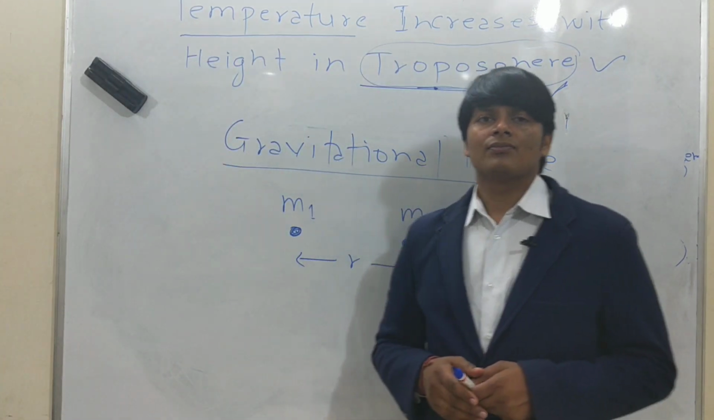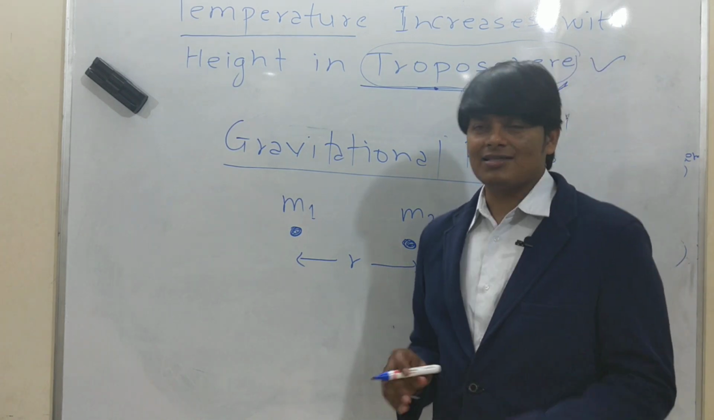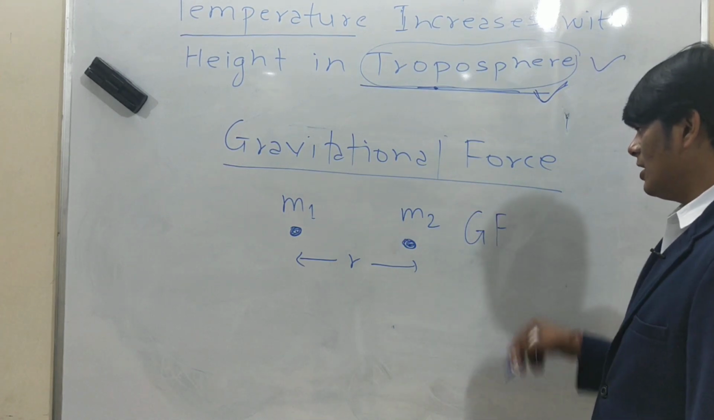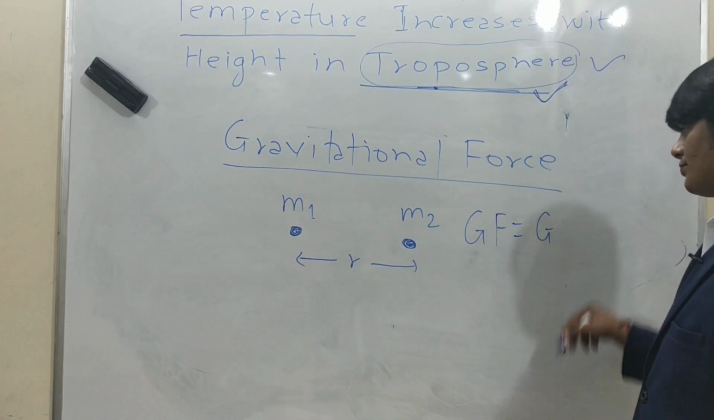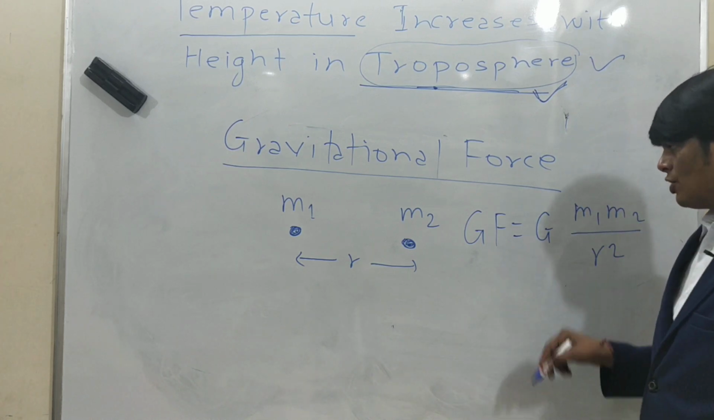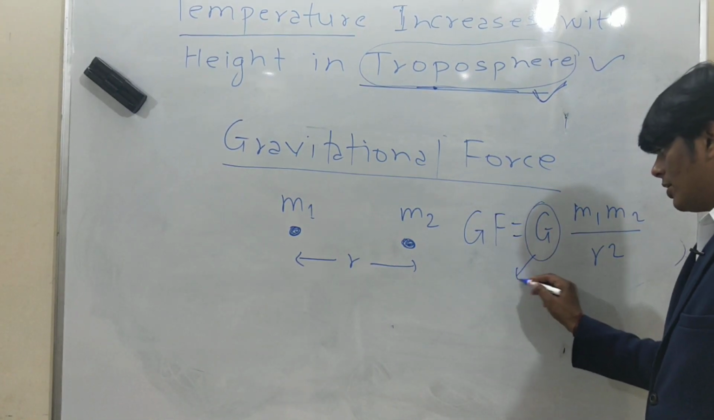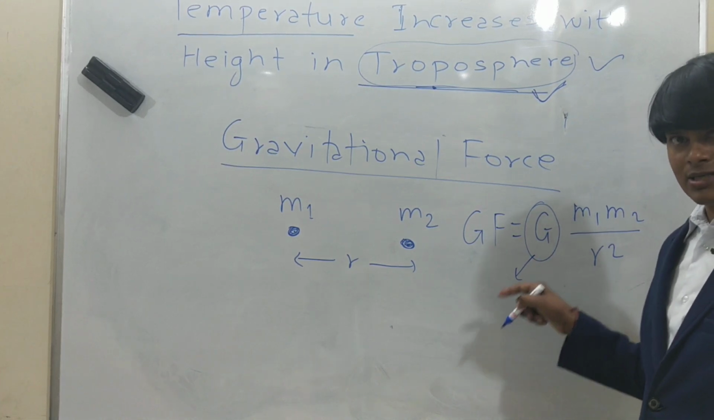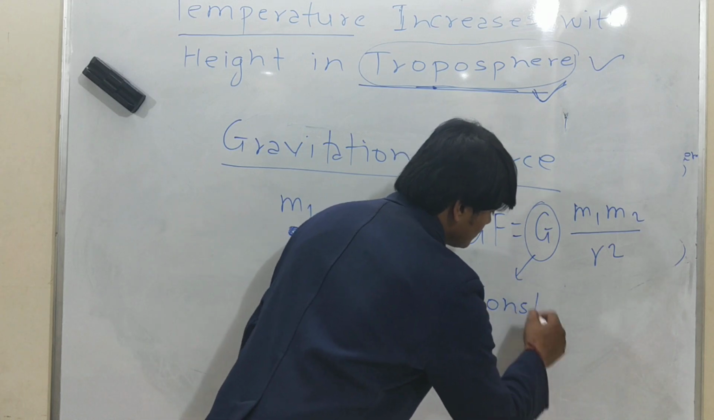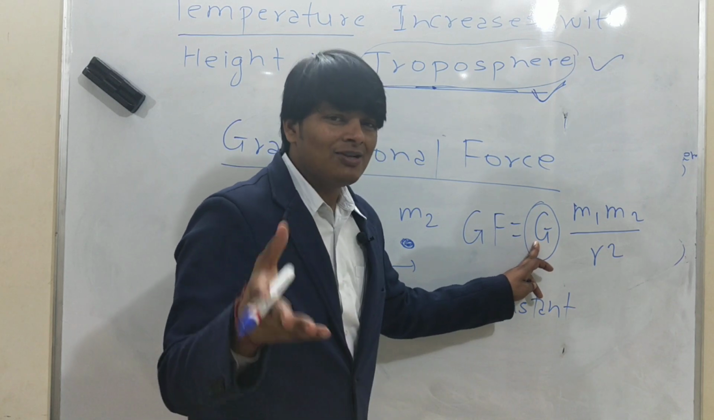Actually we have studied this gravitational force in previous classes, in the 9th and 10th classes. This is a very basic thing. So the gravitational force GF will be G m1 m2 upon r square. Again, what is G? G is the universal gravitational constant. It is a constant, which means the value of G is not going to change.